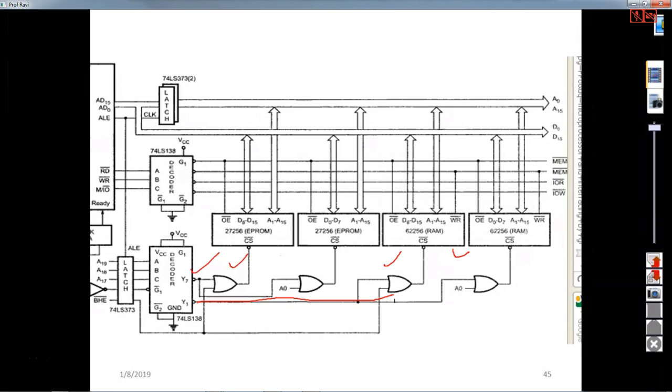So when it is 1 and 1, then this Y7 will become 0, and you can use this Y7 for your EEPROM, and Y1 for your RAM IC. So this is what the decoder logic is, what you can connect. This is only the difference.